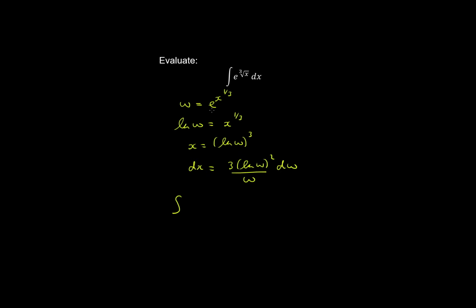And now we can substitute for e to the power of x to the third, so that's w. And dx is 3 on w by the natural log of w squared. And this cancels, and now you can use integration by parts. And we've evaluated the integral of the natural log previously, which you can use here. And then after you've evaluated the integral, you can sub back for w and get your answer in terms of x. And post your answer in the comments.